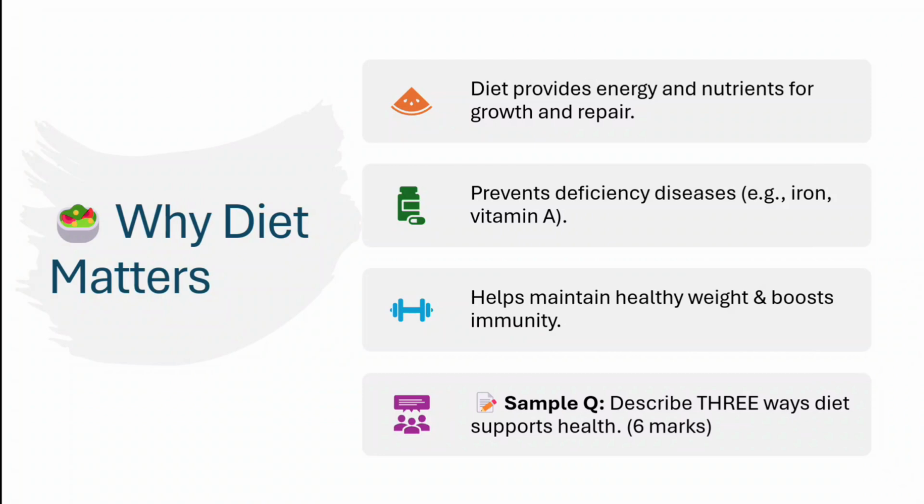Now the purpose of diet does what? It provides energy and nutrients for growth and repair. It prevents deficiency diseases. As it relates to iron, it prevents anemia. Vitamin A, you prevent night blindness. All right. Now it also helps maintain healthy weight and boosts immunity, right? Now, when we speak of the importance of diet, it is the same thing as their functions, right, or their purpose, right? But those words can be used interchangeably.